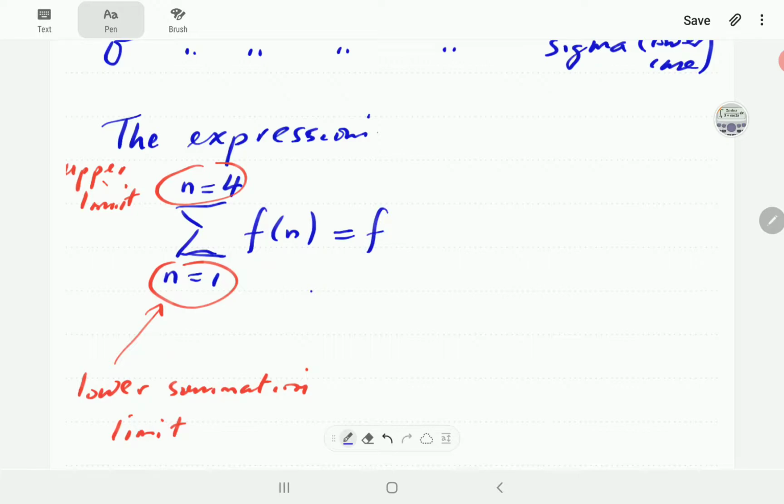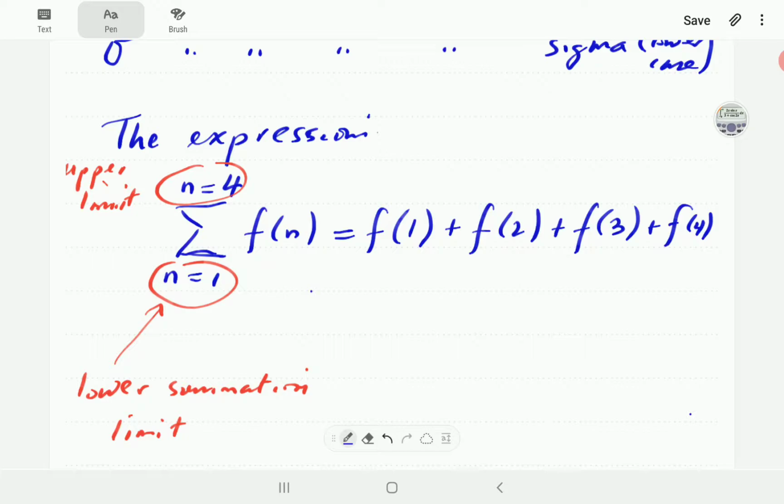So the first one would be obtained by plugging in n equals to 1 here. Then the next one, the next integer after 1 is 2. Then after 2 we have got 3. And then the upper limit is going to provide us with the last value of this summation. So that's basically how that works.